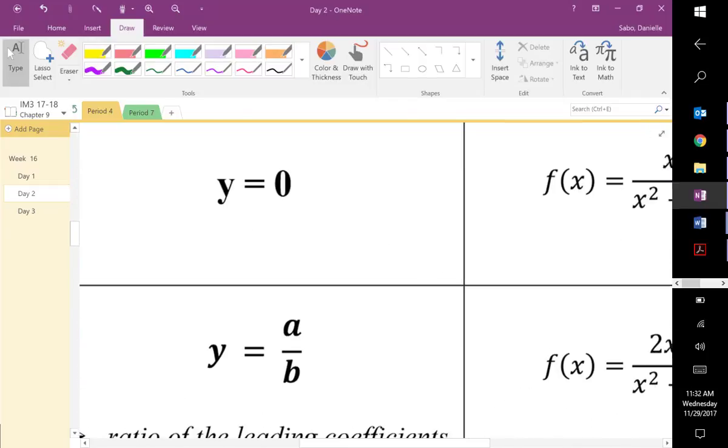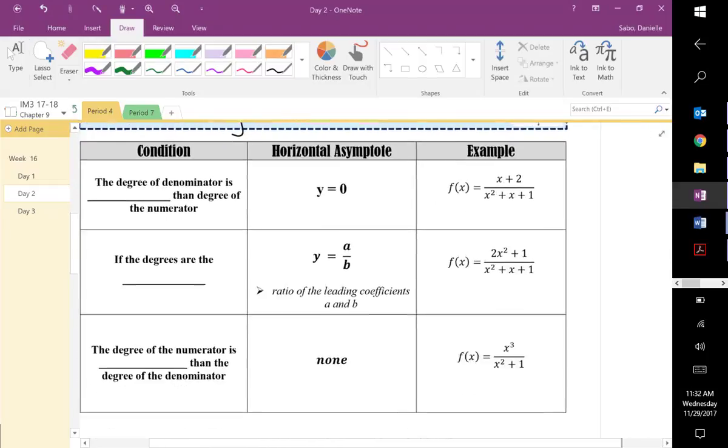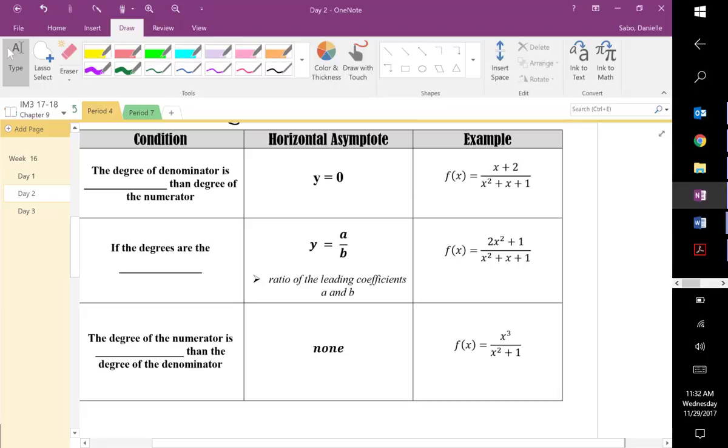Okay? All right, so let's actually talk about it. There are 3 conditions that we'll put in your interactive notebook on Friday. If you want to memorize them, great. If not, this chart is going to be going in your interactive notebook for you to reference. Okay? So the condition, if the degree of the denominator is larger, I'm going to highlight that because that's the key there, the denominator. If the denominator is larger than the degree of the numerator, our horizontal asymptote will always be y equals 0.